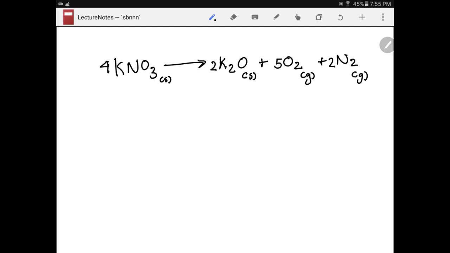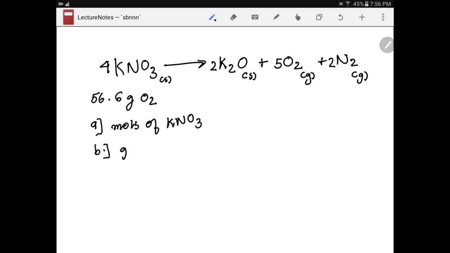So now, the question asks us, if you produce 56.6 grams of oxygen, A, how many moles of potassium nitrate did you heat? And B, how many grams of potassium nitrate did you heat?